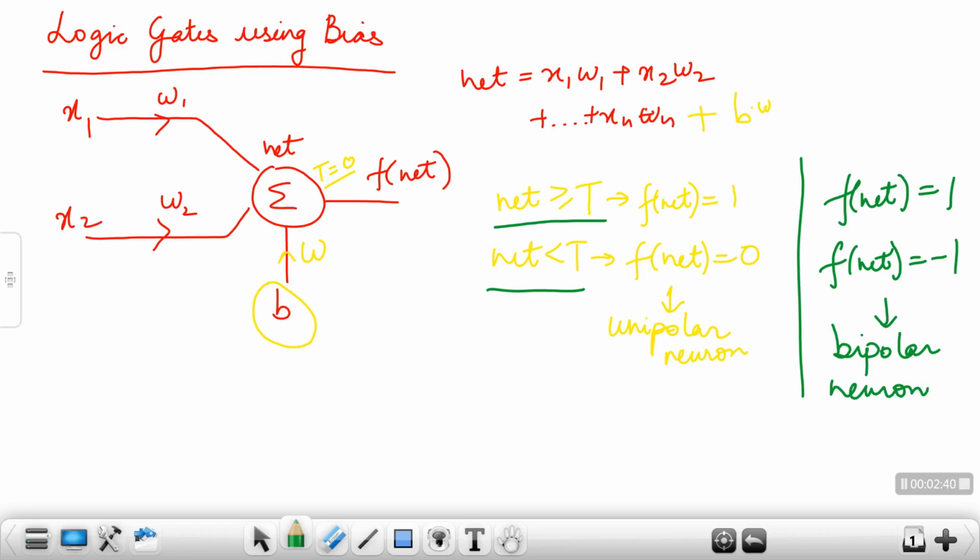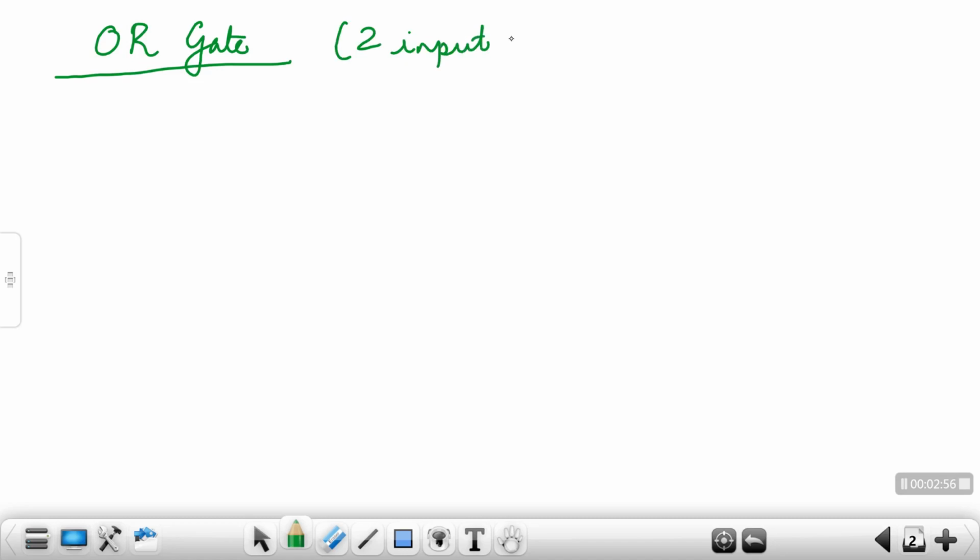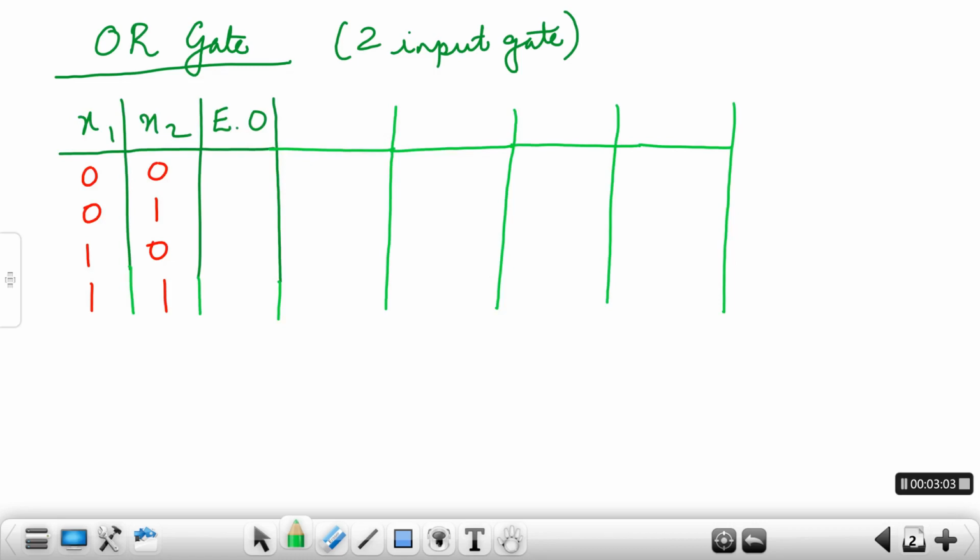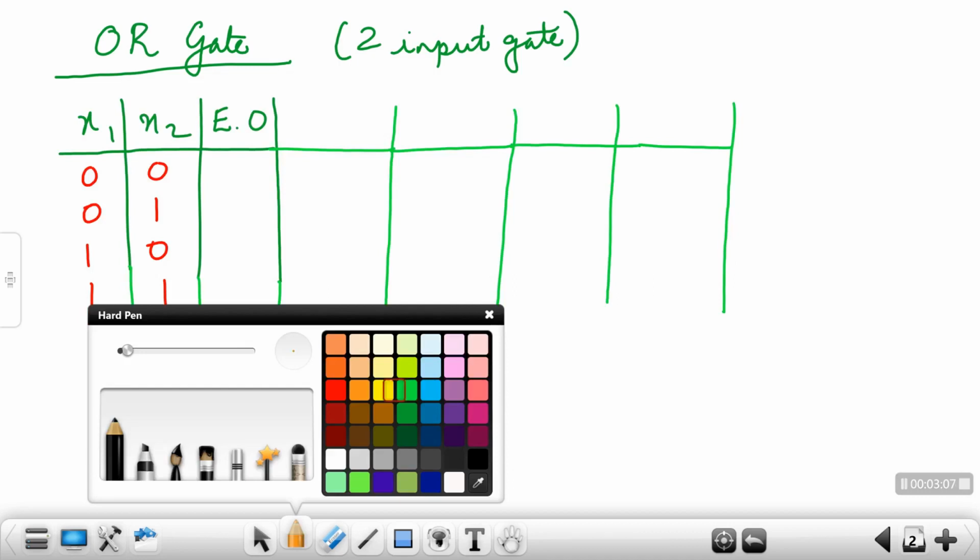Okay, so now we shall have a look at the first gate, that is OR gate using a neural network. So in an OR gate, we shall consider the two input OR gate, and similarly we shall take the AND gate, two input. Now for a two input OR gate, what is the output? What is the expected output? This is the truth table which I have drawn.